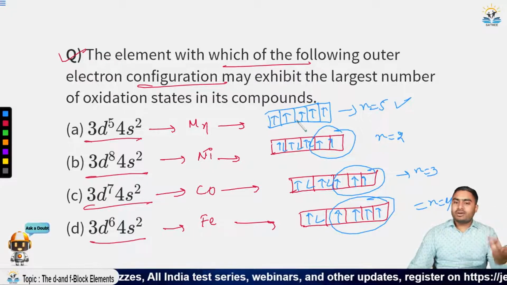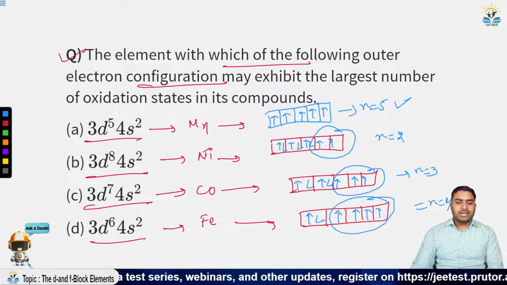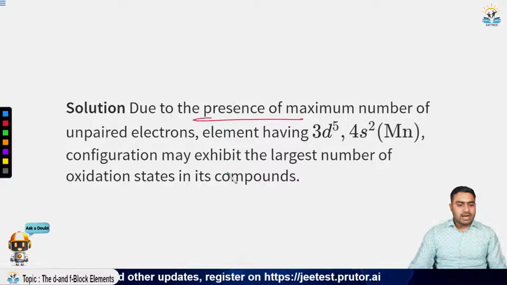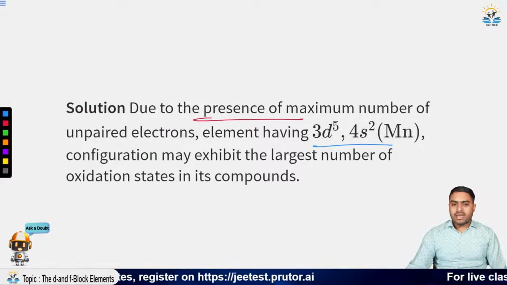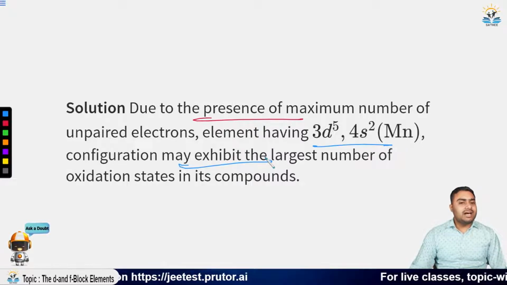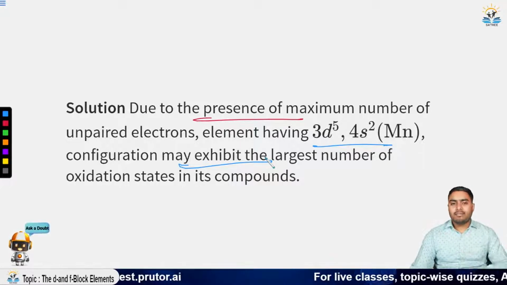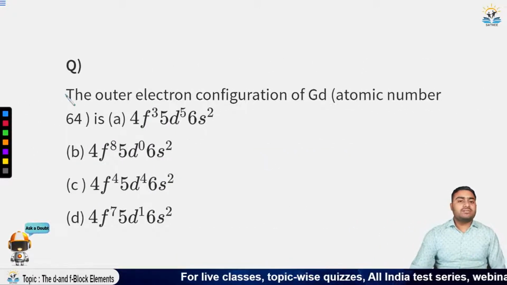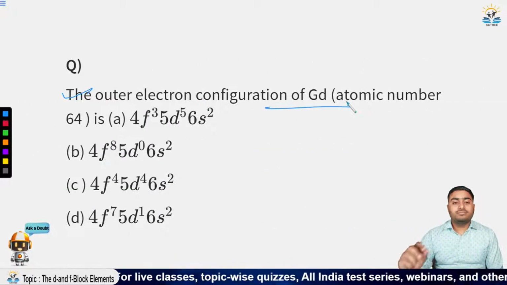So the more the number of unpaired electrons, the larger the number of oxidation states it will definitely show. So you can see the answer will be 3d5 4s2. The manganese configuration may exhibit the largest number of oxidation states in its compounds, due to the presence of the maximum number of unpaired electrons. The next one is the outer electron configuration of Gd.